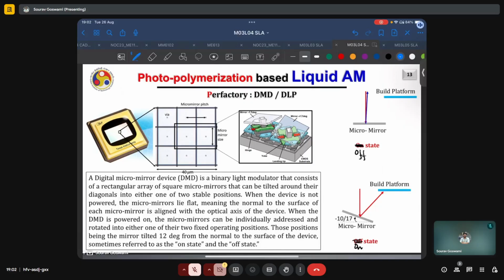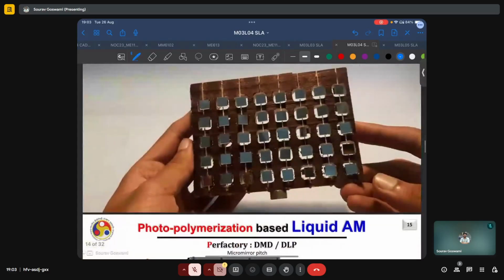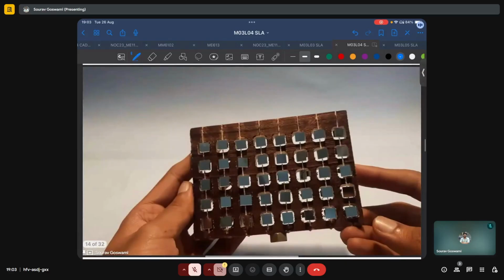When the DMD is powered on by the usage of electrostatic coils, the micromirrors can be individually actuated, deflected and rotated into either one of their two fixed operating positions. Those positions being the mirror tilted 12 degrees from the normal to the surface of the device, sometimes referred to as the on state, and the off state. Professor Kapil also displayed an ingenious example of a DLP-like mirror, which was very educational.